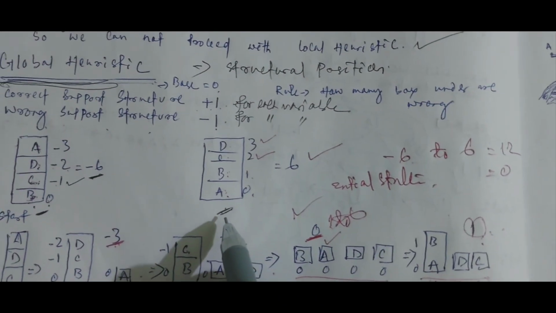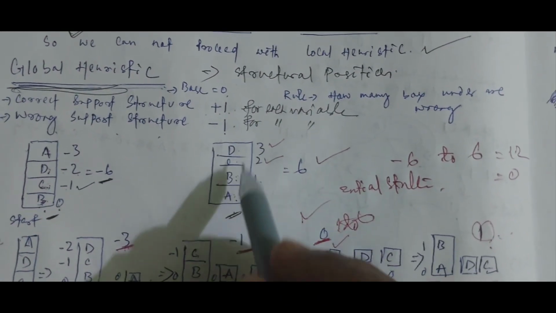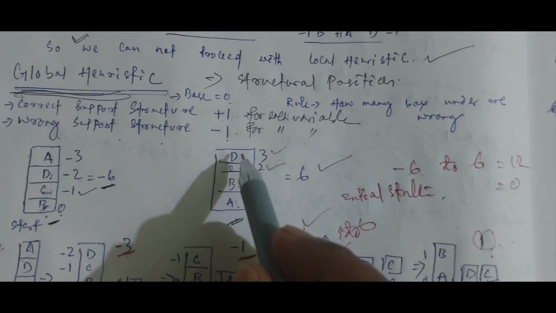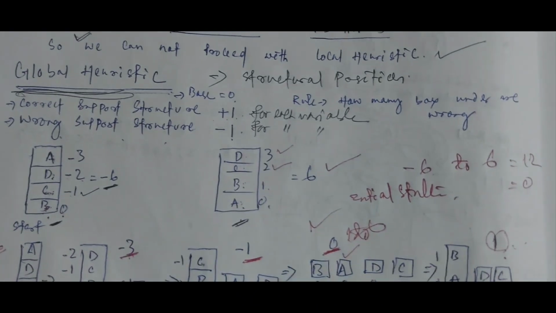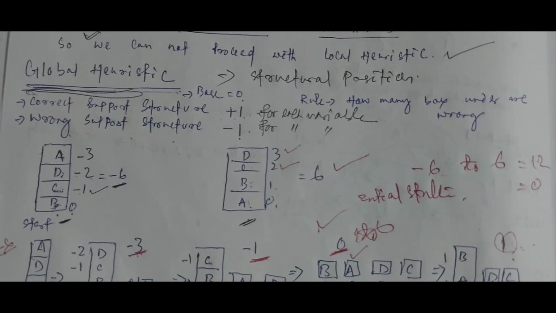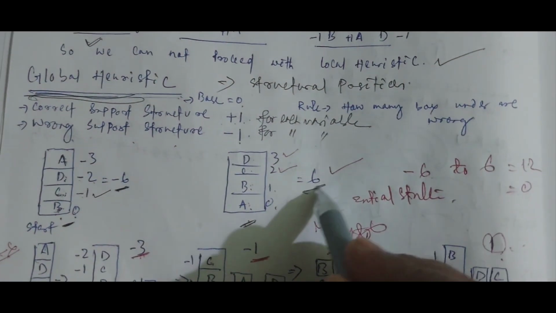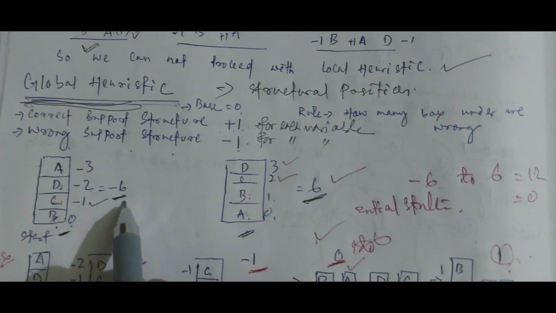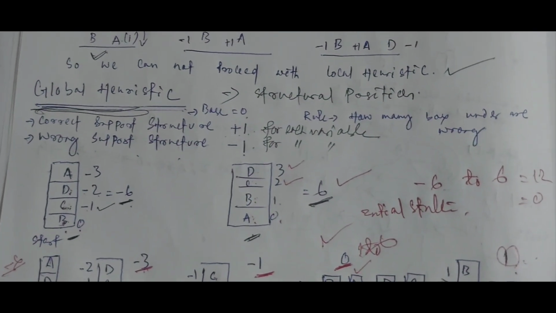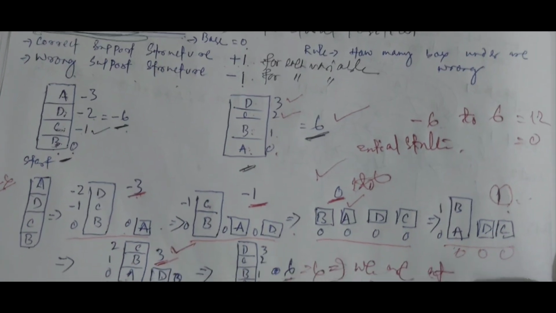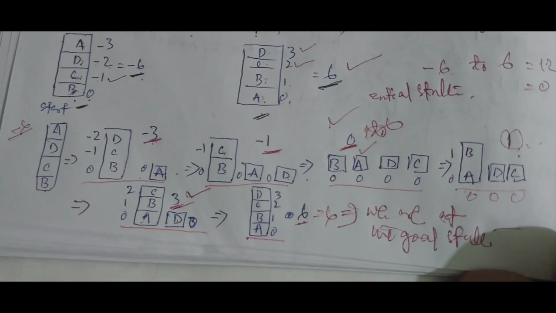In the case of the goal state, it is 0, 1, 2. Every structural position is correct, so 0, 1, 2, 3 is there, and it becomes 6. So if we reduce -6 to 6, we will be able to reach the final state.